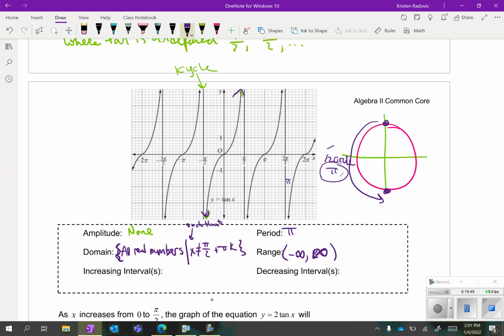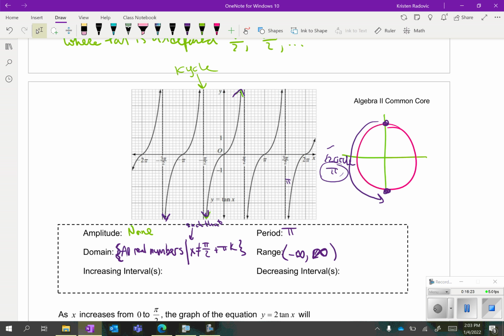For increasing intervals, it's increasing everywhere between your asymptotes. So let's find one increasing interval. Remember, increasing intervals means as you go from left to right, where is the graph increasing? Now, the only thing about this is that some people get confused because there are down arrows. The down arrows mean that it's going down, but because the arrows are on the left-hand side, it means as you are going to the left, you are heading downwards.